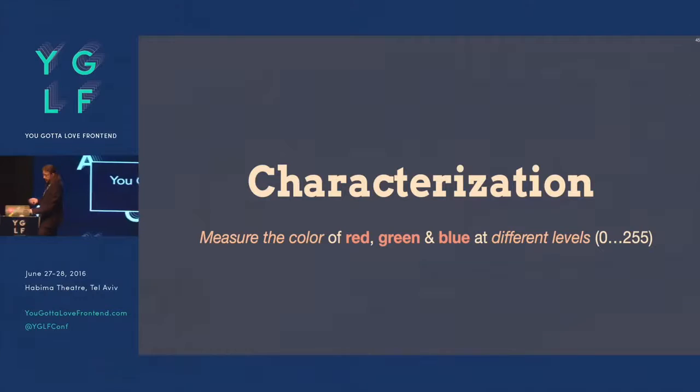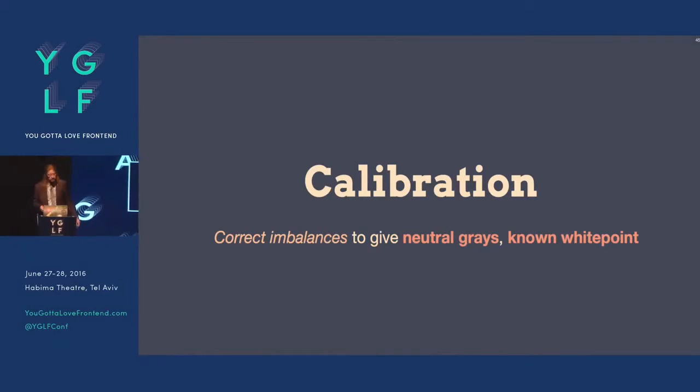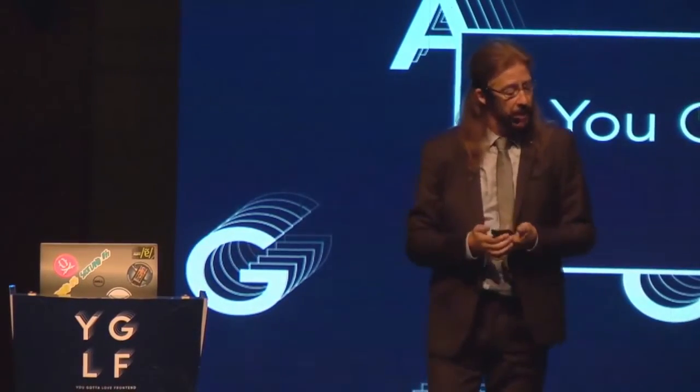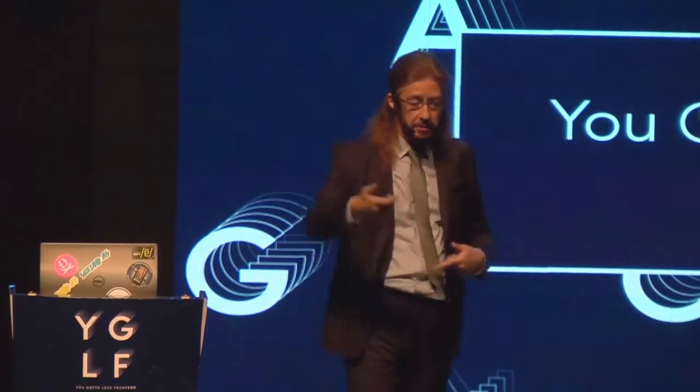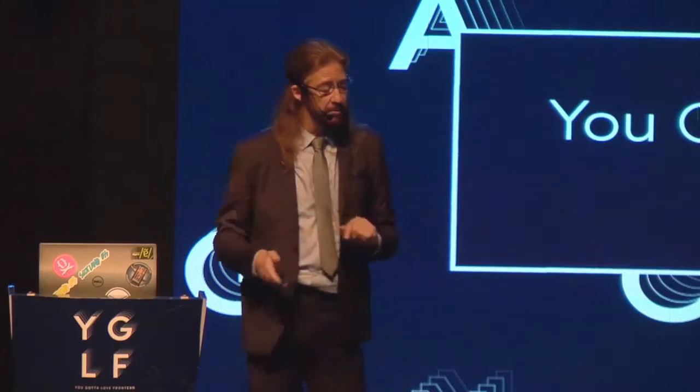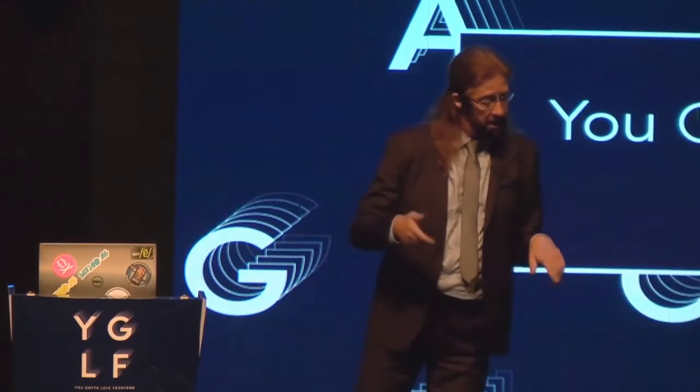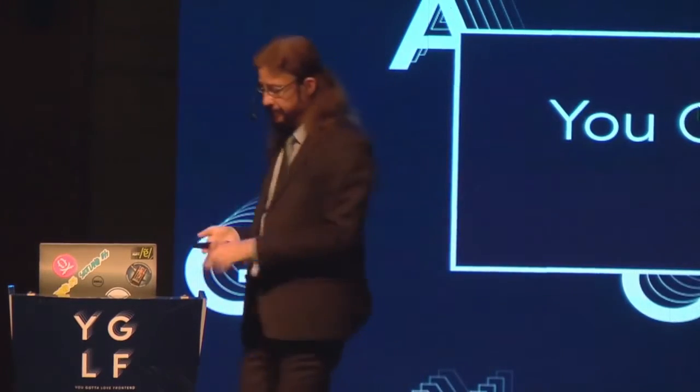And once you've measured that, you can calibrate it. You'll find that if you do a neutral grayscale, there's areas where it's a bit too blue and areas where it's a bit too brown and so on. And given that numerical data you've measured, you can do correction curves, lookup tables to give you neutral grays and to give you the white point that you want. Not a sort of bluish white that you'll get by default, but a nice neutral white.